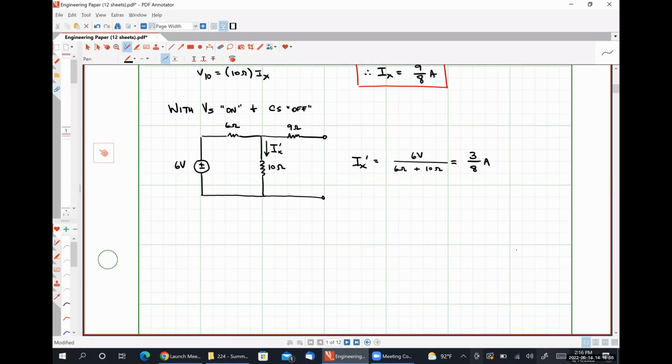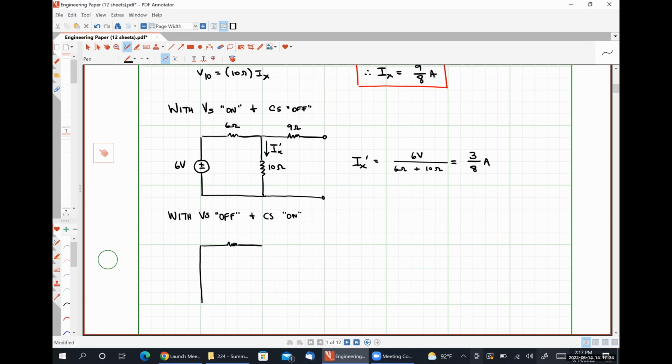Now let's look at what happens with our voltage source off and our current source on. Okay. So according to the superposition principle, we turn off a voltage source by replacing it with a short circuit, because we want to force a 0 volt drop across where the voltage source was, which is the same as having an off voltage source. So our voltage source is replaced by a short circuit.